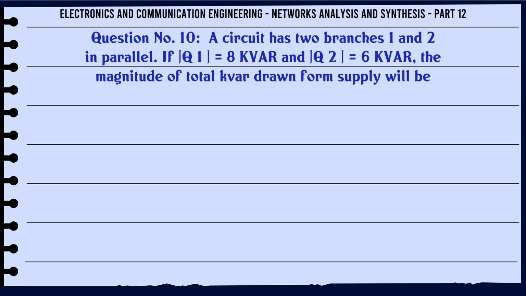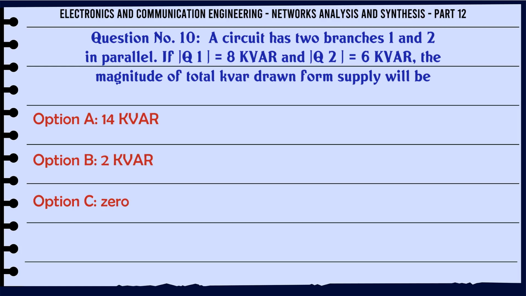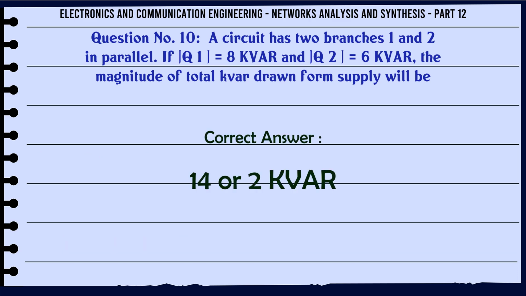A circuit has two branches 1 and 2 in parallel. If Q1 = 8 quad and Q2 = 6 quad, the magnitude of total quad drawn from the supply will be: A, 14 quad; B, 2 quad; C, 0; D, 14 or 2 quad. The correct answer is 14 or 2 quad.